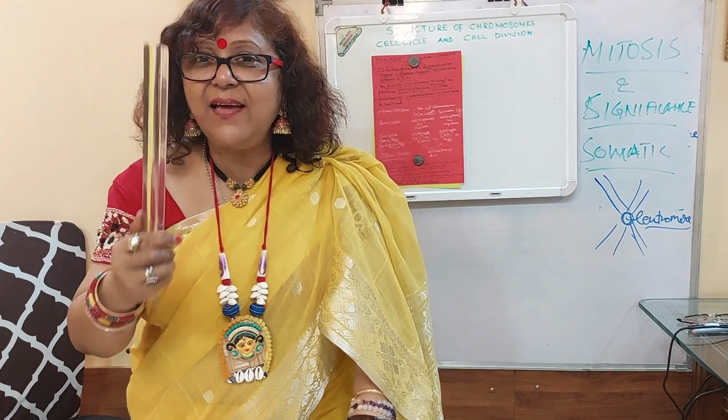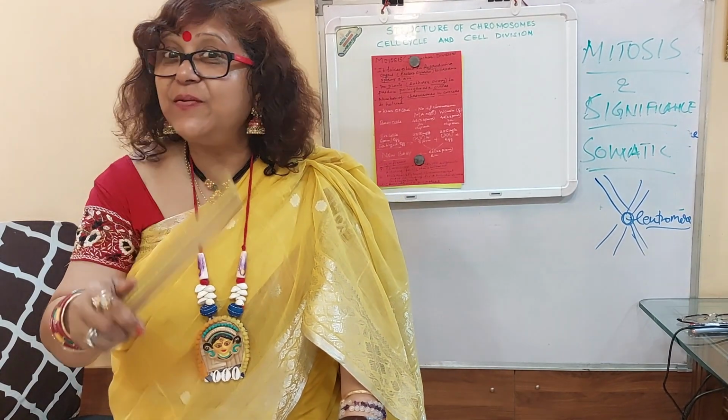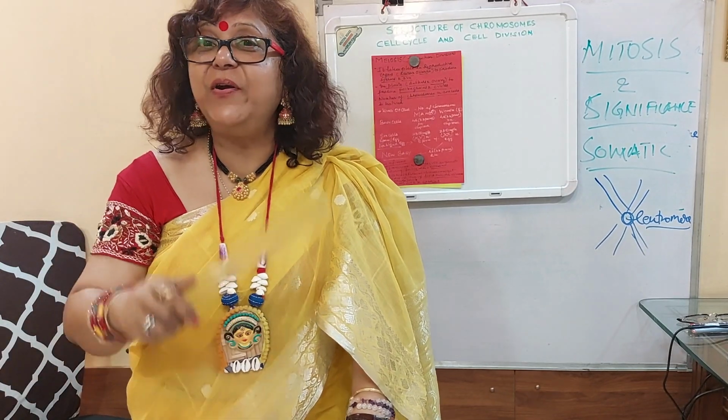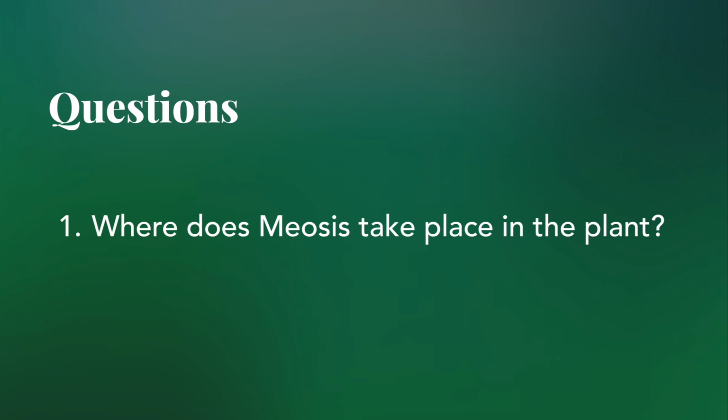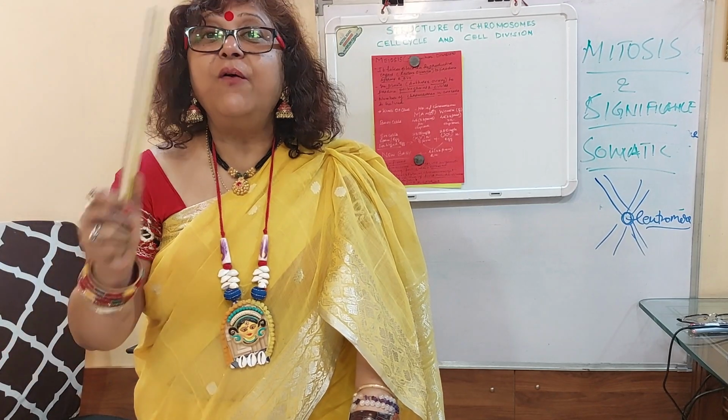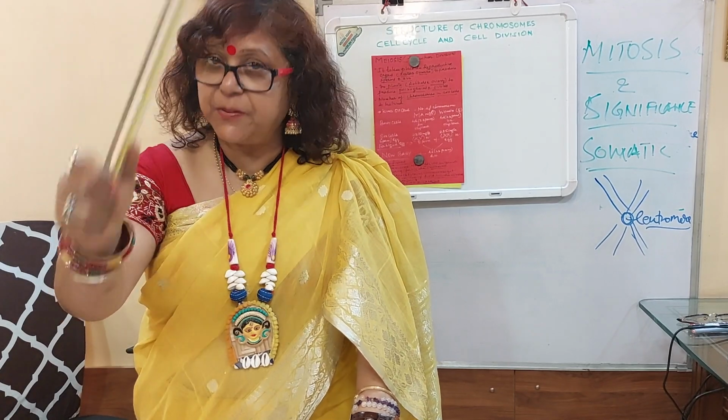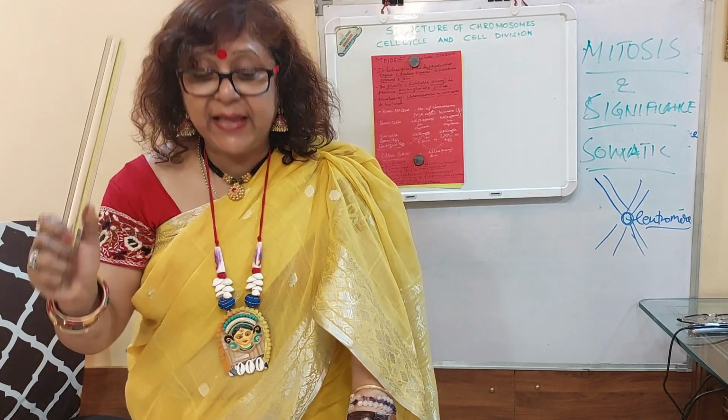The anther and the ovary. The anther produces the pollen grains and the ovary produces the ovules. If they ask you where meiosis takes place in a plant: anther and ovary. And in an animal cell: testes and ovaries. What does it produce? Testes produce sperm and the ovary produces the egg cell.